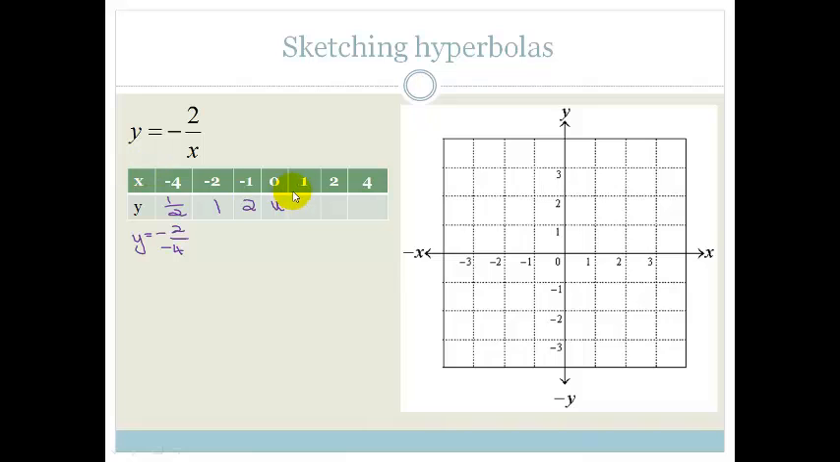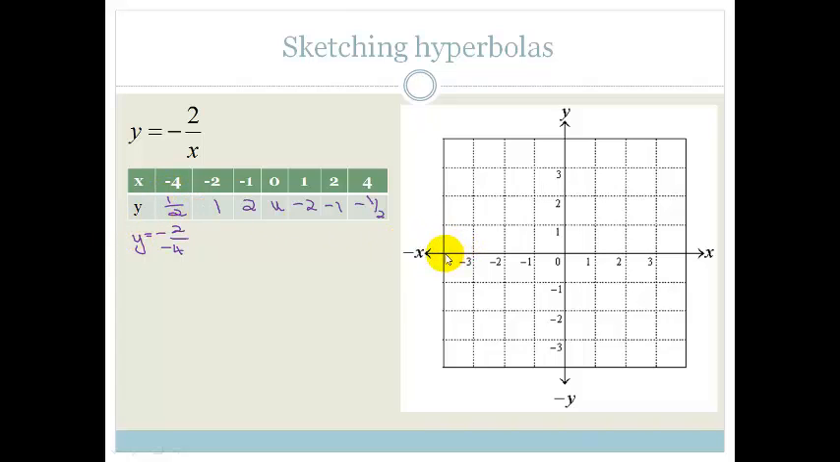And then let's have a look at this. Minus 2 divided by 1 is just minus 2. Minus 2 divided by 2 is minus 1. And minus 2 divided by 4 is minus a half. So again, do you see we've got that nice little mirror image going on? Half, minus a half, 1, minus 1, 2, minus 2. Now let's plot this and see where they land up.